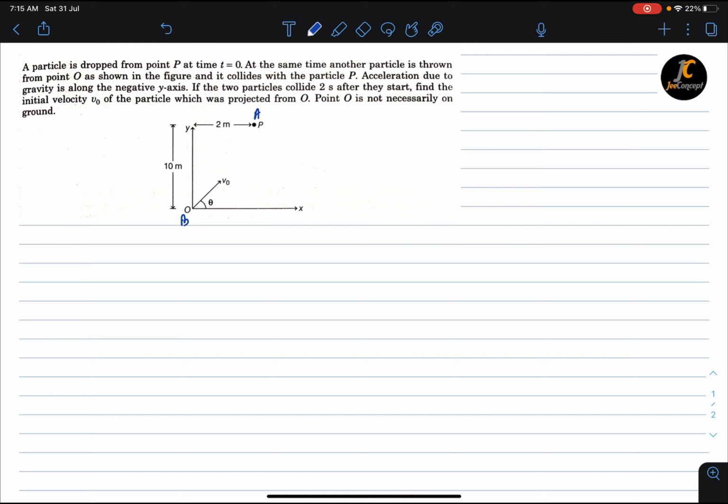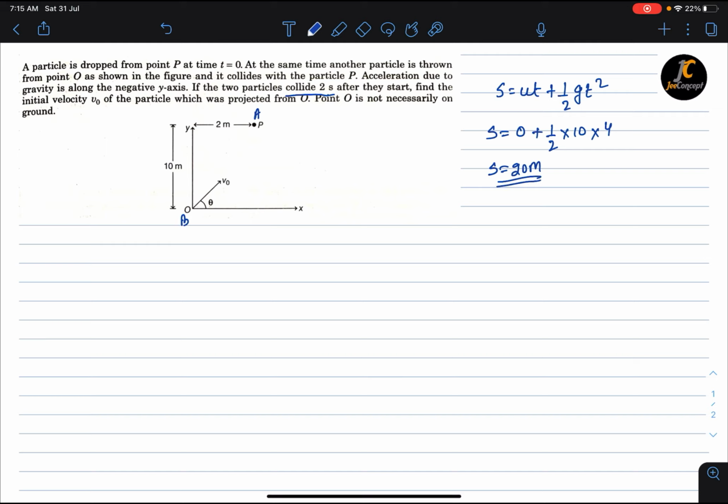So it is given that after 2 seconds the particles are colliding. So that means in 2 seconds the particle A traveled some distance. So first of all let's find out how much distance it has traveled. We can use the formula S is equal to ut plus half gt square. So S is going to be, the initial velocity of the particle A is 0, so plus half of g, let's say 10, into time 2 seconds, so 2 square is 4. So that means S is equal to 20 meter.